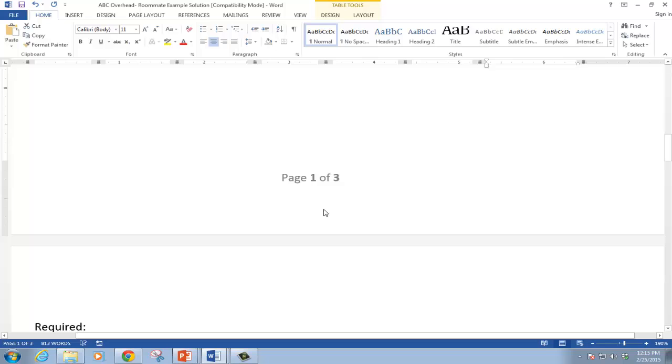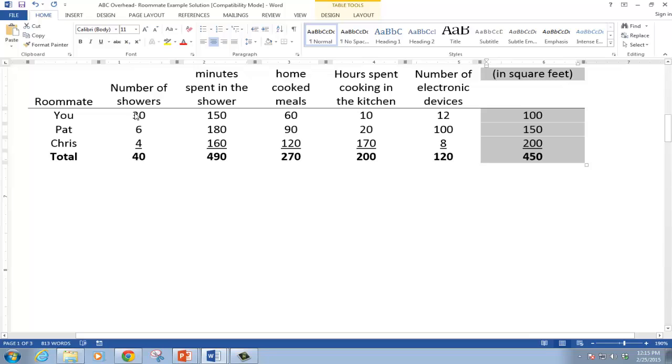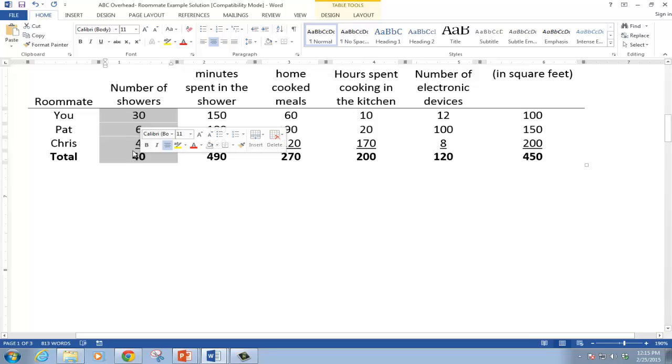All right, so like I said, rather than divide those costs up equally among the 3 of you, let's do the following. How much would you expect your utility bill to be if all utilities were allocated based on the number of showers, and we'll also assume that the actual costs and activities were the same as planned? Okay, and this is basically going to mimic the way we allocated overhead for the first test, and it's the traditional method of cost allocation. So in other words, we're going to calculate a predetermined overhead rate and then allocate the cost based on the number of showers here.